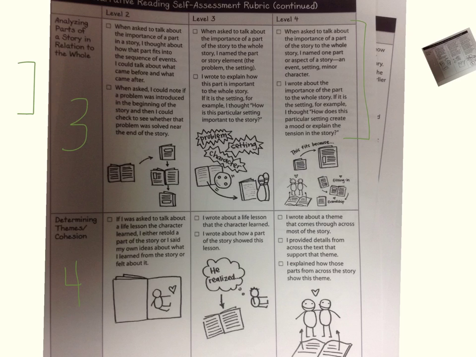Or the second one, I wrote about the importance of the part to the whole story. If it is in the setting, for example, I thought, how does this particular setting create a mood or explanation for the tension in the story? So either of those are possible goals for the whole unit.